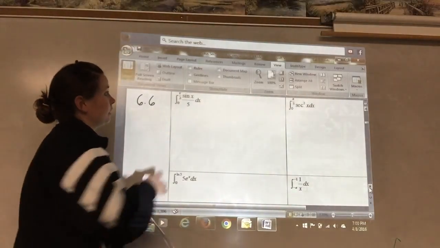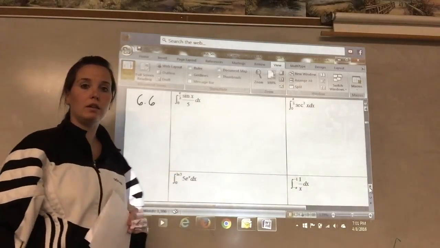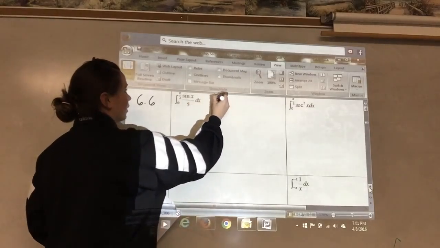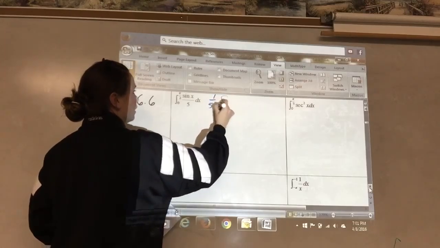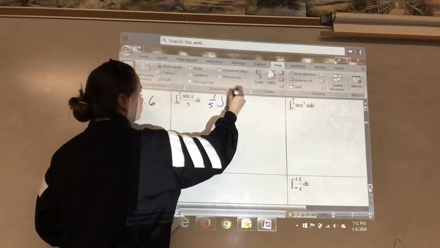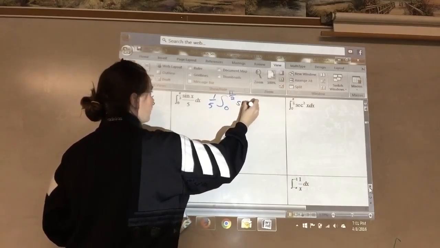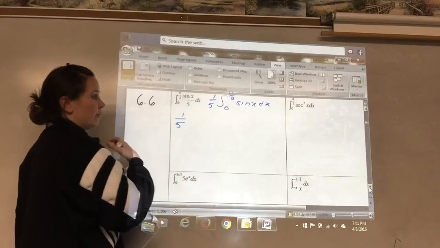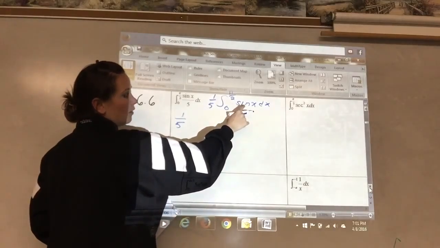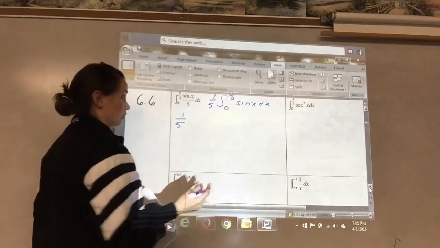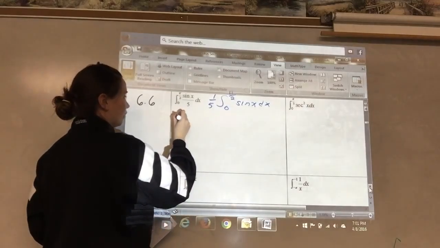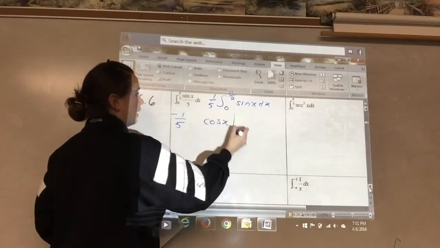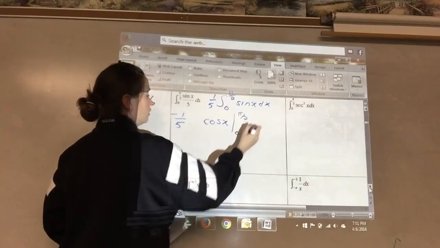Moving on. The next one, I see that I have a 1/5 in the denominator, so I'm going to pull that through just to get that out of the way. I'll write this as 1/5, and then the integral from 0 to pi over 2 of sine of x dx. Okay, so that 1/5 is just going to hang out front for a bit. The integral of sine of x is the opposite of cosine. So let's pull the negative through as well, and we'll just write the cosine of x, and we'll evaluate that from 0 to pi over 2.